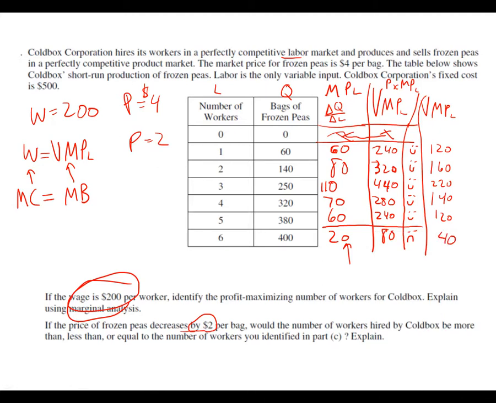Okay, so now do I hire these workers? First worker, they cost me 200. I have to pay them 200, and I earn 120 from their labor. I don't want that first worker. I don't want that second worker. I do want this worker. I don't want that worker. I don't want that worker.